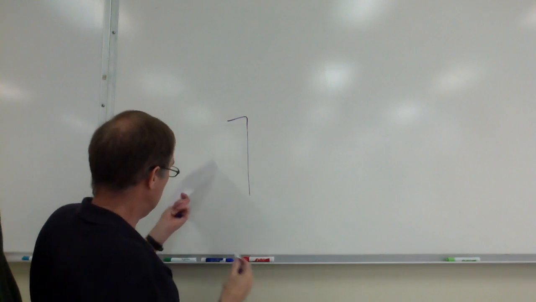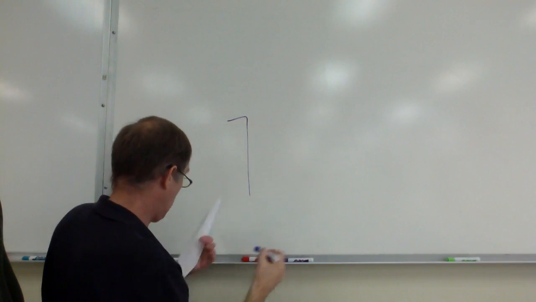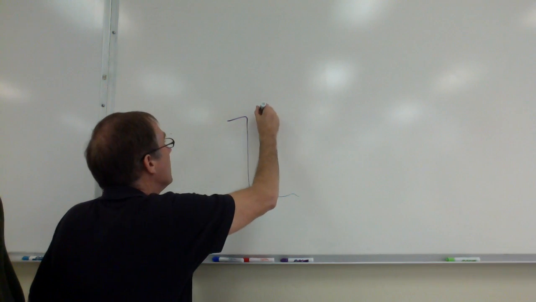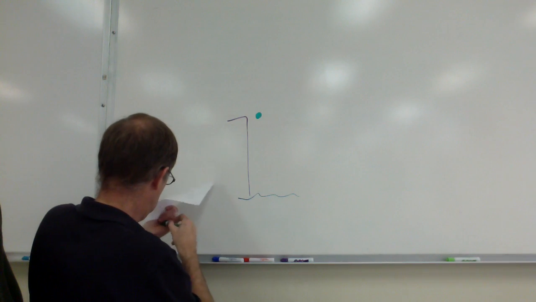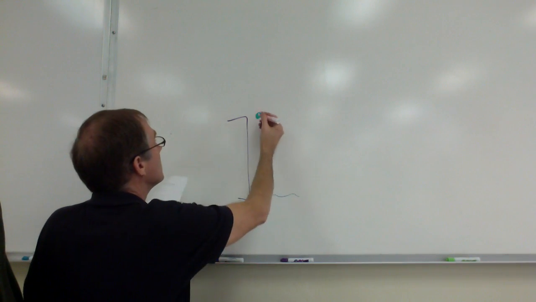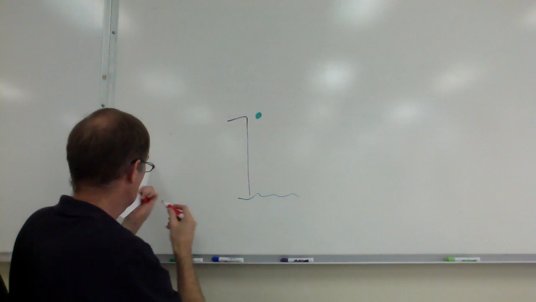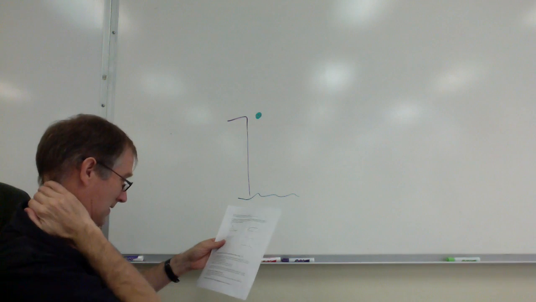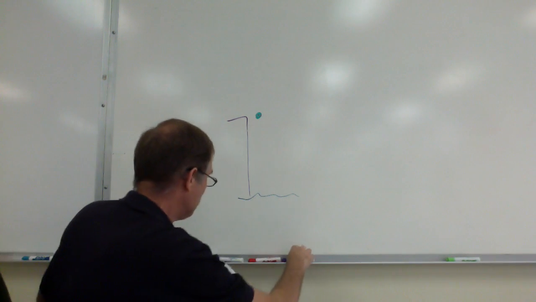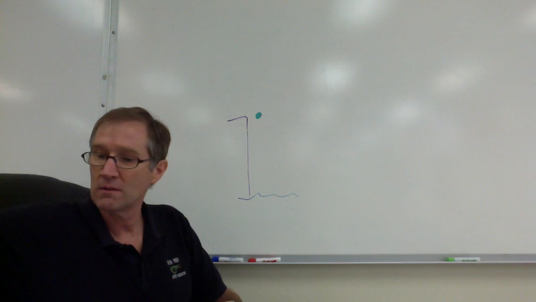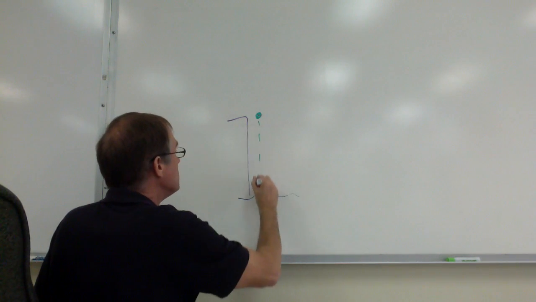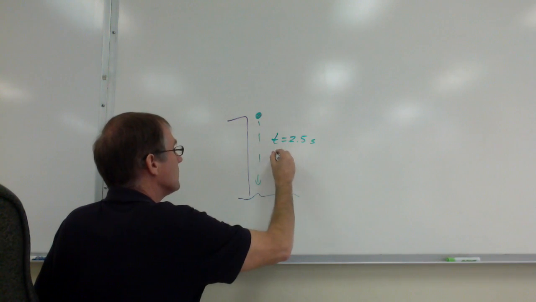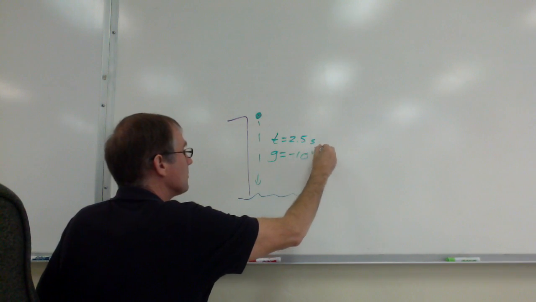So we have the purple cliffs of Dover. We have the crashing waves below. And we have the falling fruitcake. I'll put some little fruit in there. What are we doing here? It's going to take 2.5 seconds to fall. So the fruitcake is going to fall down here. The time it's going to take is 2.5 seconds. g is negative 10 meters per second squared.